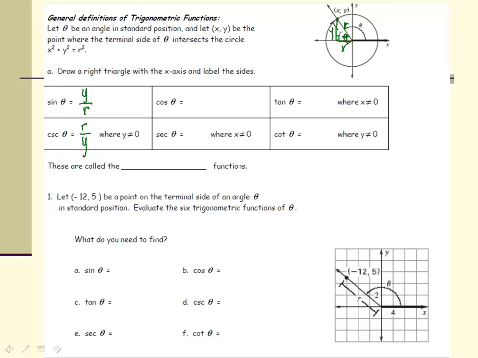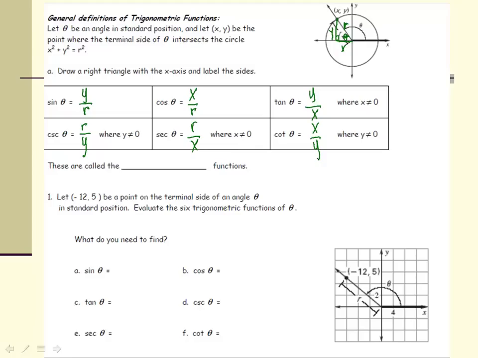For cosine theta, cosine is adjacent over hypotenuse. So my adjacent side is x over my hypotenuse, which again is r. Then the secant would be the reciprocal, that's r over x, and again x cannot be equal to 0. Tangent is opposite over adjacent, so the side opposite theta is y over my adjacent side x, so y over x, and the cotangent will then be x over y.